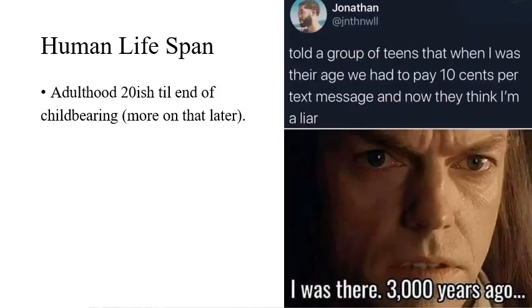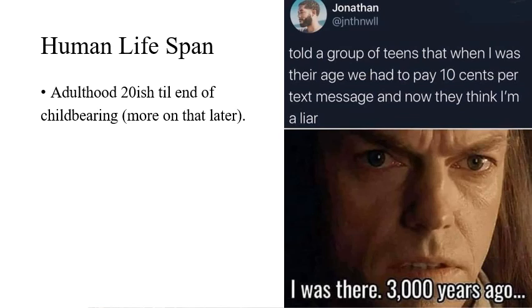Adulthood is basically from age 20-ish until the end of childbearing, which we'll talk about a little bit later. It's a really, really prolonged period. There's not a lot of developmental changes. It's basically focused on homeostasis, right? So your physiology, your behavior, your cognition. Basically, you're trying to maintain things at the same level throughout the time period.